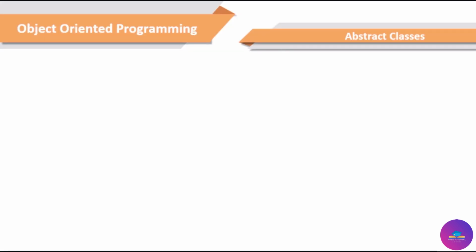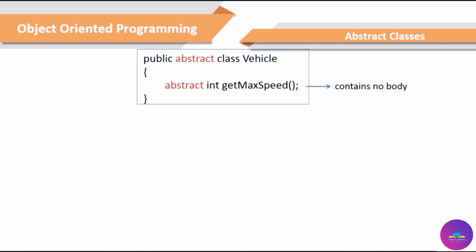Abstract classes. An abstract class is used to implement common features of related classes. It's declared with the abstract keyword. If a class has at least one abstract method, then the class must be declared abstract. Also, abstract classes may contain non-abstract methods and variables. You cannot instantiate an abstract class. That means that you cannot create an object of it.